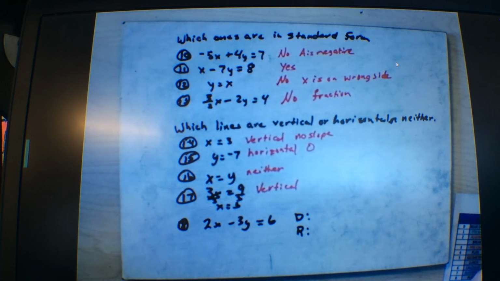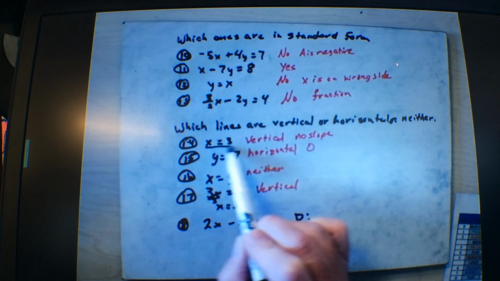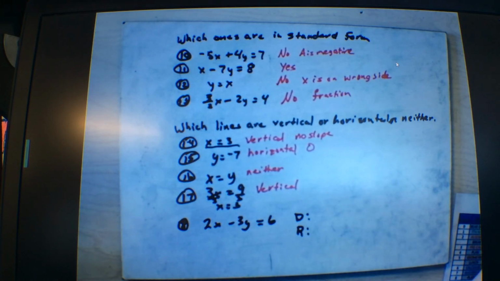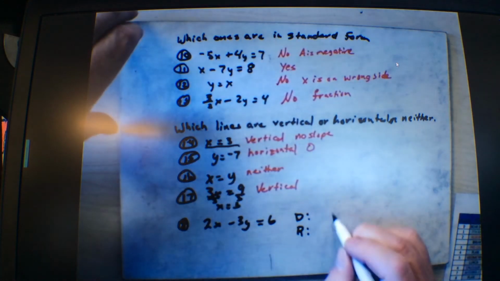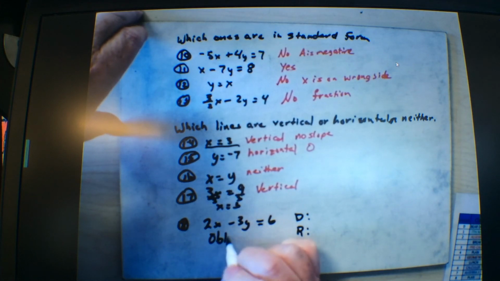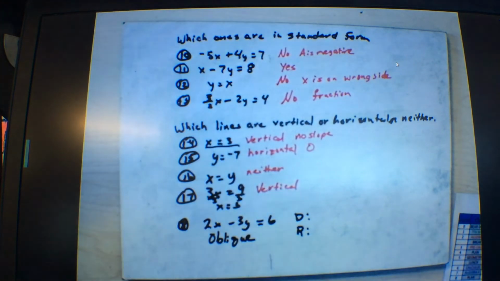You sure? So it'd just be neither then? Why is it neither? It has an x and a y. So what kind of lines are ones that have an x and a y? What do we call them? Oblique. Very good. This is an oblique line.